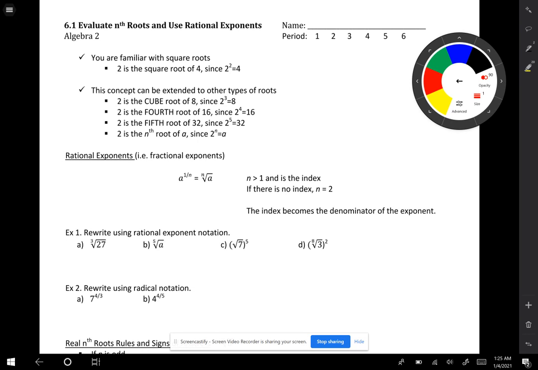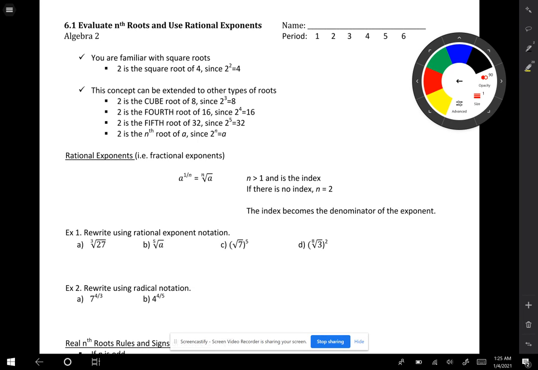2 is the cube root of 8 because 2 times 2 times 2 is equal to 8. 2 is the fourth root of 16, since 2 to the fourth power equals 16. 2 is the fifth root of 32, since 2 to the fifth power equals 32. This can be extended to pretty much any root. So 2 is the nth root of a, since 2 to the nth power is equal to a.